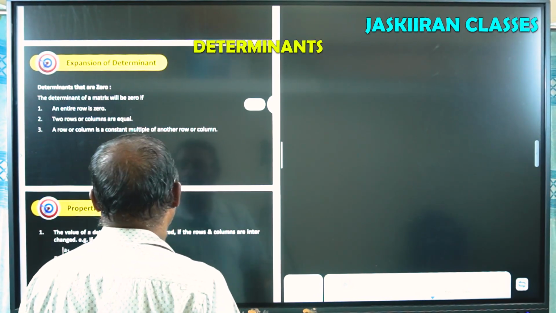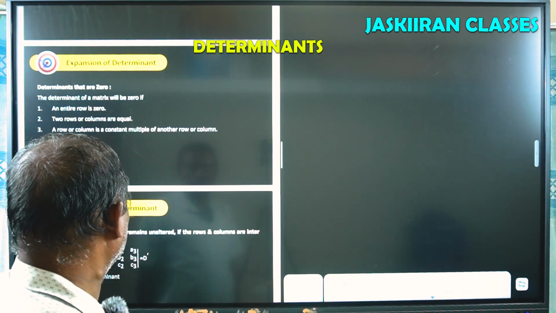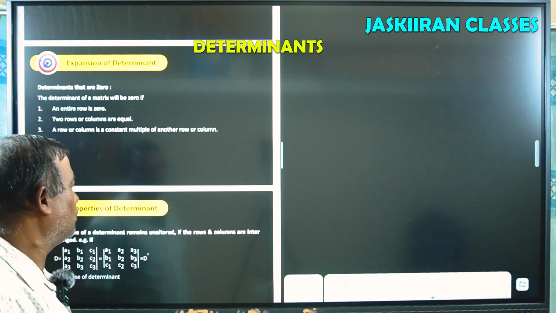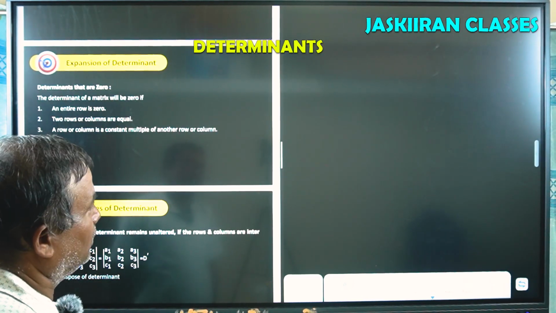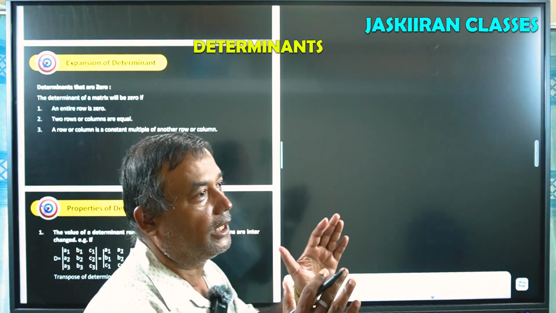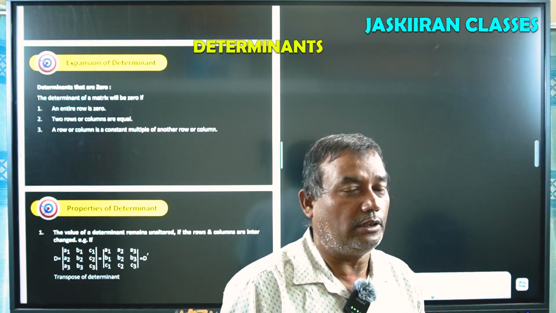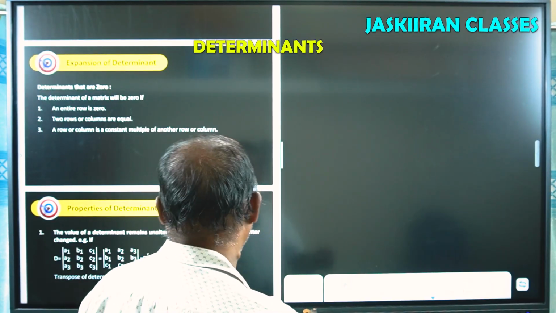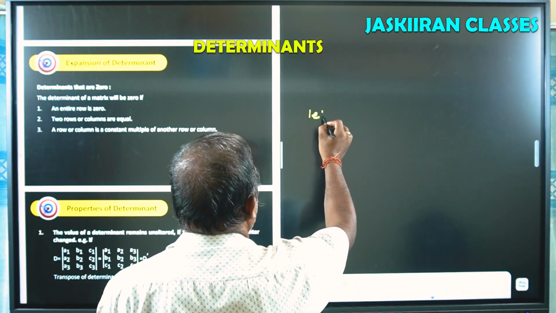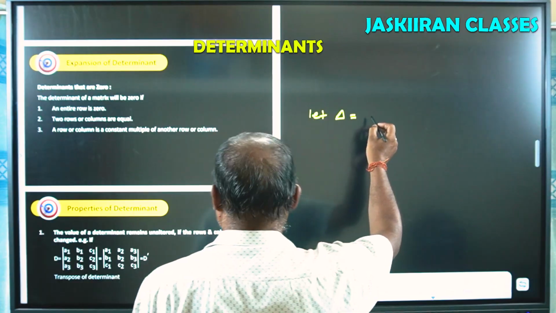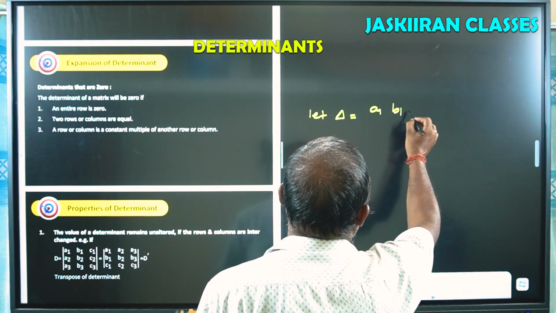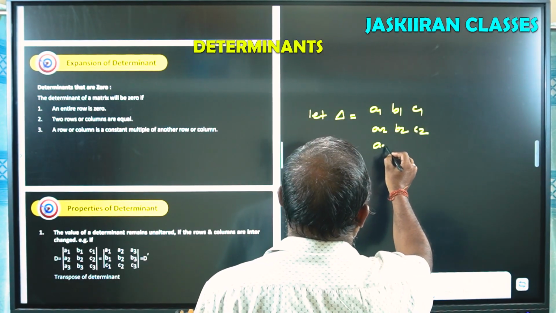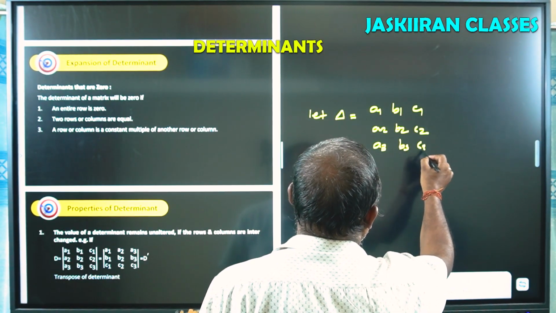Next, the properties of the determinant. The value of the determinant remains the same if each row and column are interchanged. The value of the determinant remains the same if we interchange rows into columns or columns into rows. Let us take an example. Let del equal to the matrix with rows A1, B1, C1; A2, B2, C2; and A3, B3, C3. Understand?